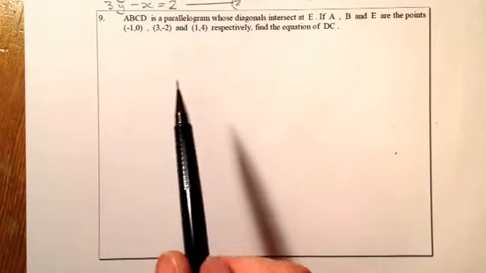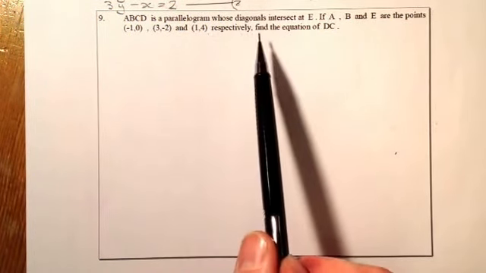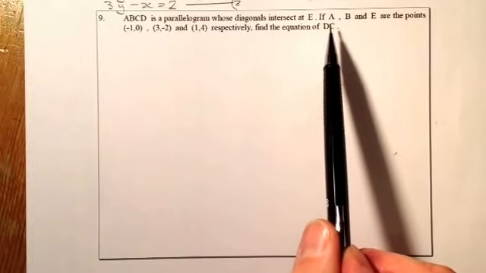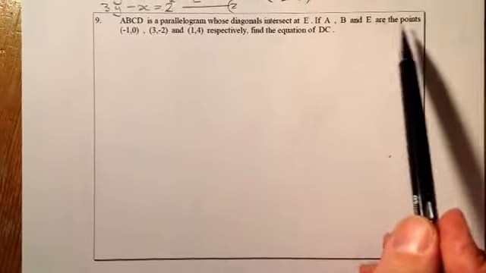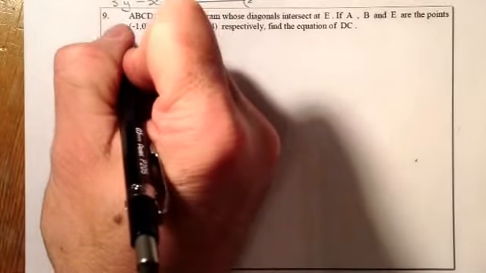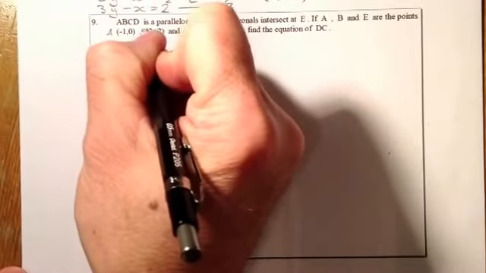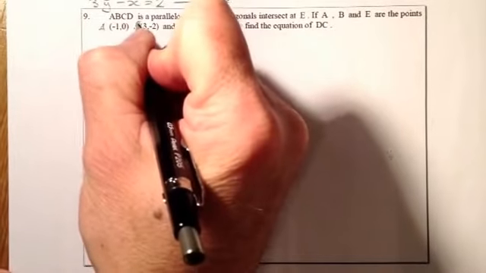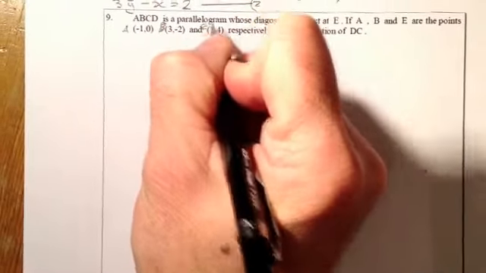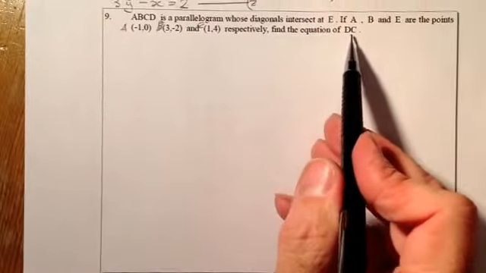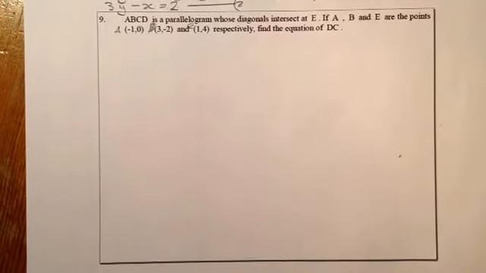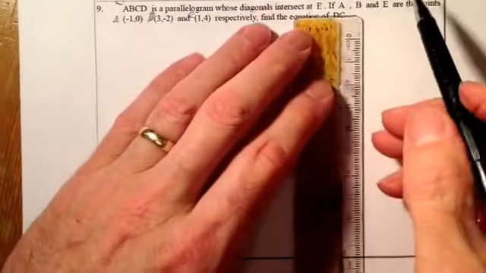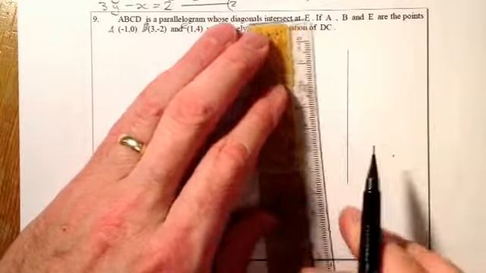Right, so ABCD is a parallelogram whose diagonals intersect at E. If A and B and E are these points here, so that's going to be A, that's going to be E, and that's going to be, no, that's going to be B, and that's going to be E. Find the equation of DC. So again, what I'm going to do is I'm going to do another sketch. Okay, so a sketch here.